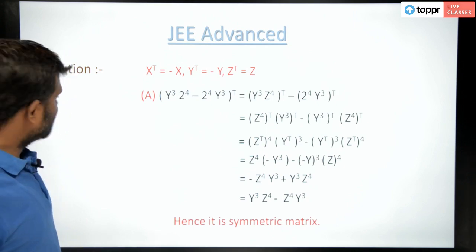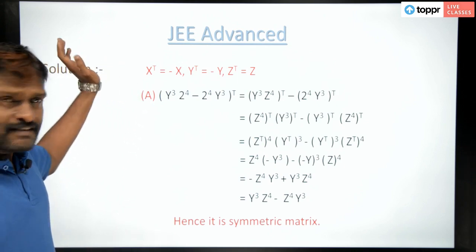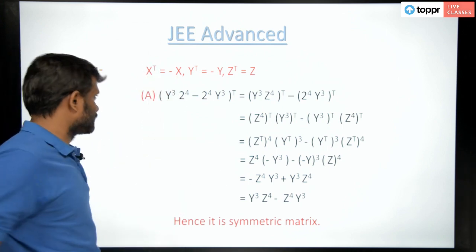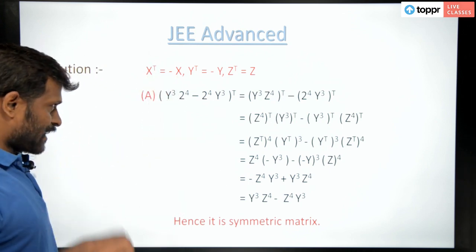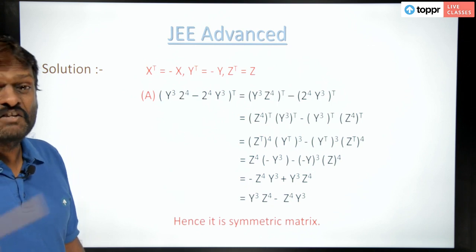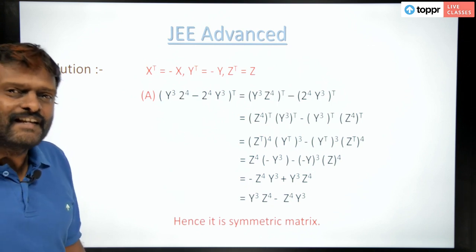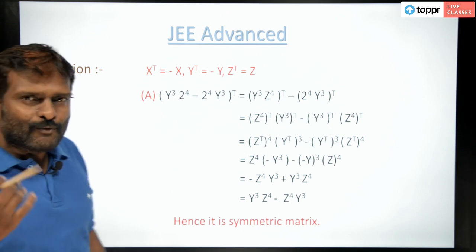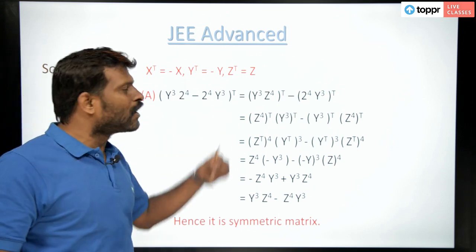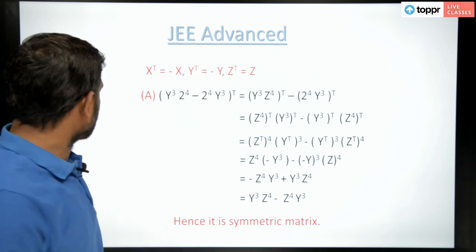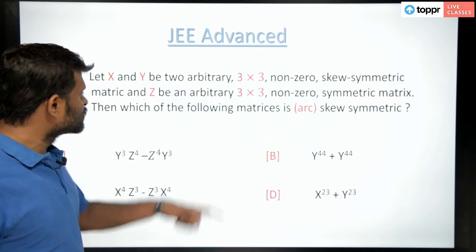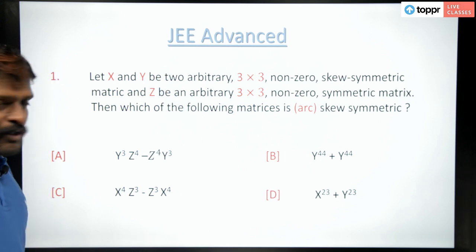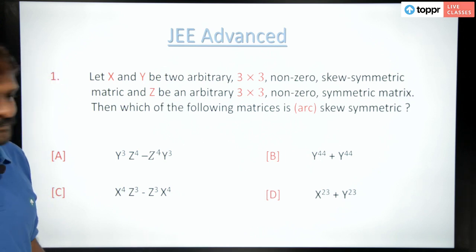As discussed, since x is a skew symmetric matrix, the transpose of x is equal to minus x, the transpose of y is minus y, and the transpose of z is equal to z, since z is only symmetric, it is not skew symmetric. So what we are doing here is picking each one of the options given in the question and checking whether it is symmetric, skew symmetric or none.